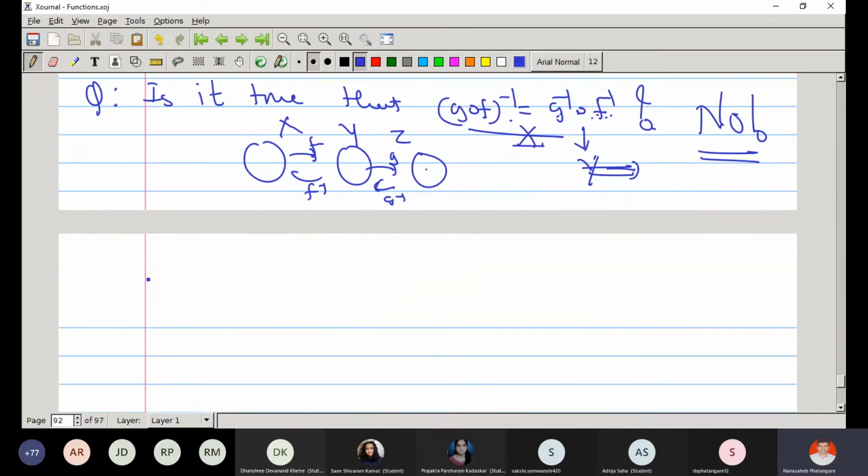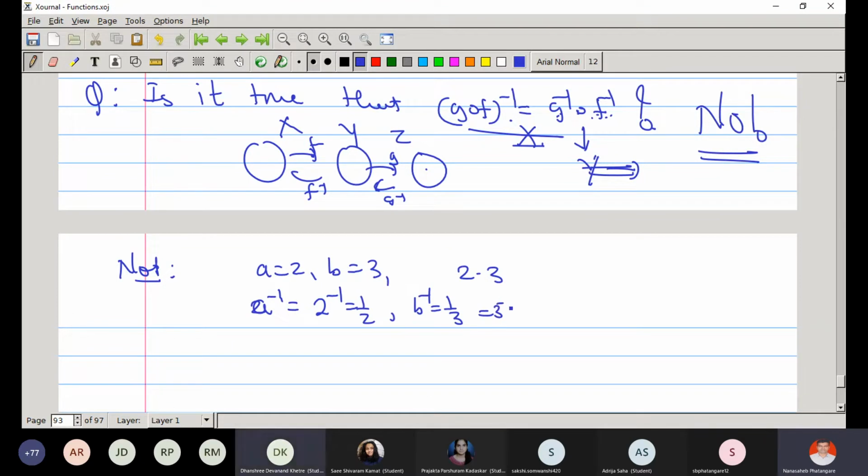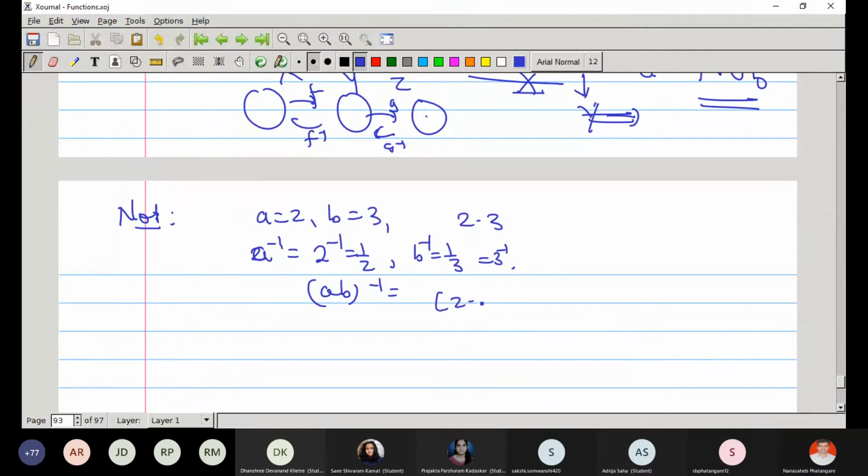But in the case of real numbers, if A is equal to 2 and B is equal to 3, what is A inverse? That is 1 by 2. What is B inverse? 1 by 3. But what is (AB) inverse? That is (2 into 3) inverse, which is 1 by 6, which is 1 by 2 into 1 by 3. Actually, what is it?